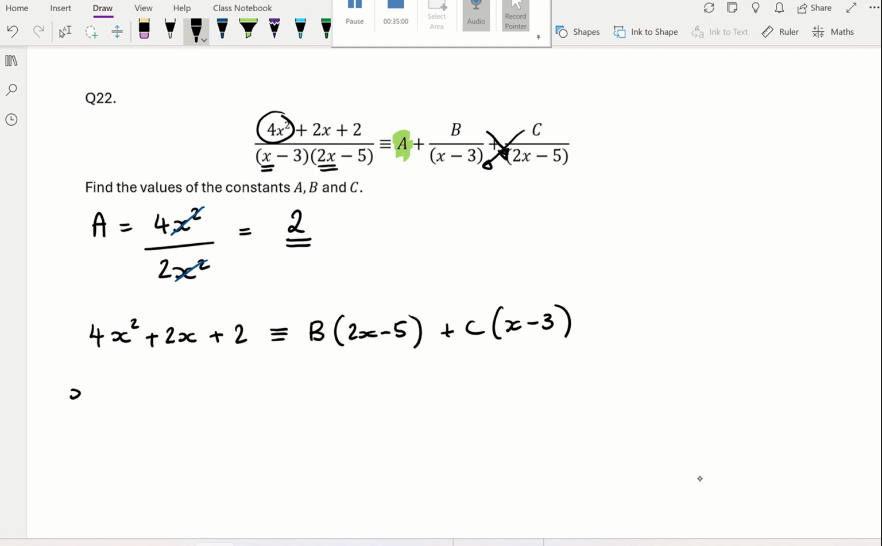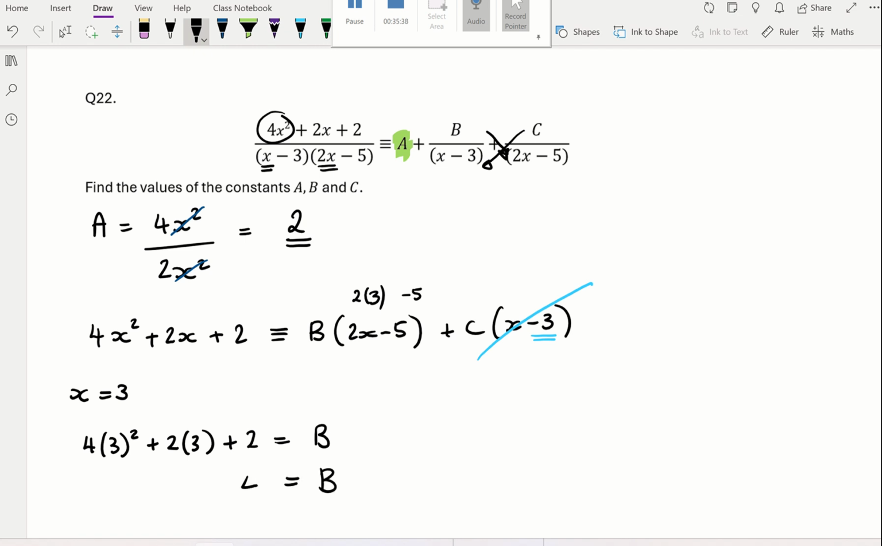And I'm going to take x equals 3 and I'm going to substitute it in. So 4 times 3 squared plus 2 times 3 plus 2. When x equals 3, the opposite of negative 3, this is a 0. And I'm going to substitute it in here as well. So this is 2 times 3 minus 5, 2 times 3, which is 6 minus 5, which is 1. So 1b equals all of that. b equals 44.